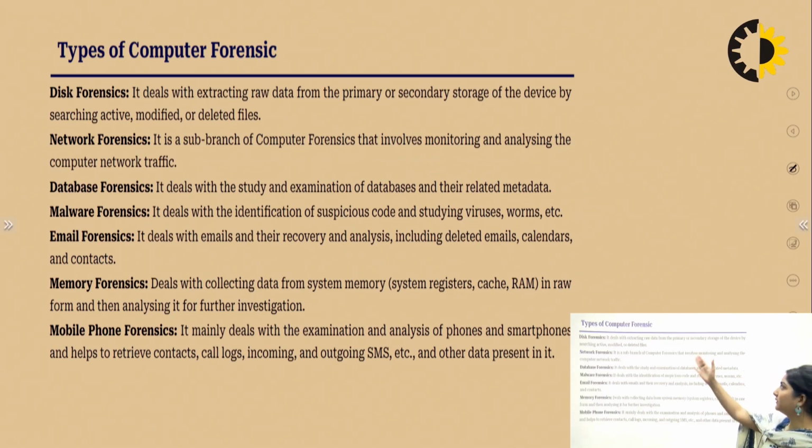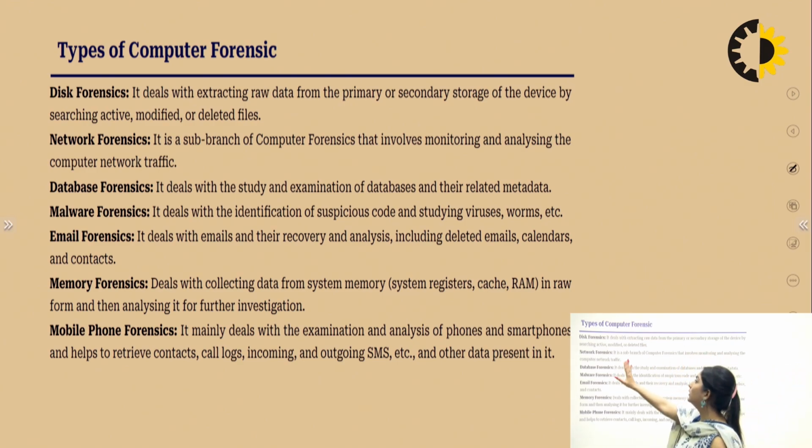Now, types of computer forensic: disk forensic, network forensic, database forensic, malware forensic, email forensic, memory, and mobile phone forensic. So, disk forensic means there's some hard disk, there's some floppy drive or this pen drive, and you are trying to decipher whose content this was or what the related files were, and you're trying to fetch those data. Network forensic means it's a sub branch of computer forensic which involves monitoring and analyzing the computer network traffic.